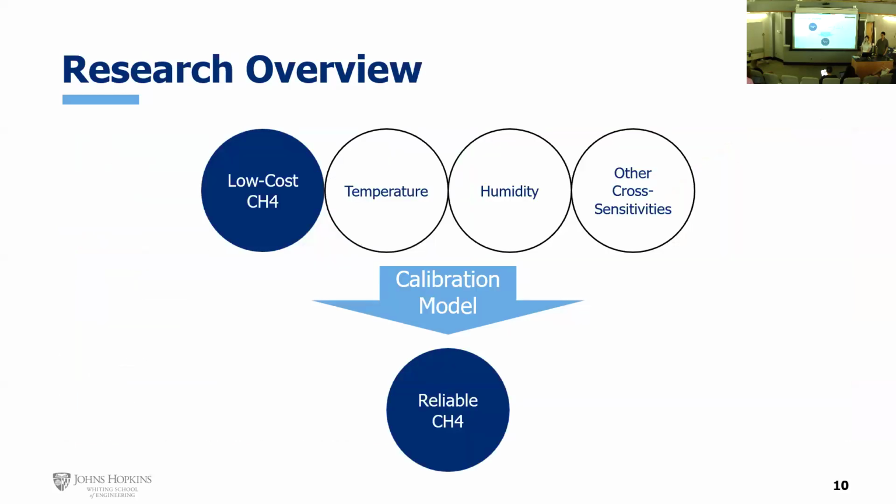So here's a flowchart of our research overview. Based on co-location measurements, we develop a calibration model. It corrects low-cost methane measurements with temperature, humidity, and other sensitivity predictors. Then we predict reliable methane concentrations.